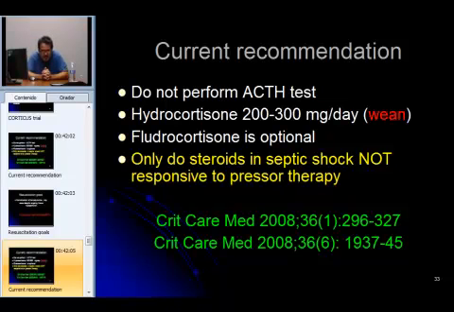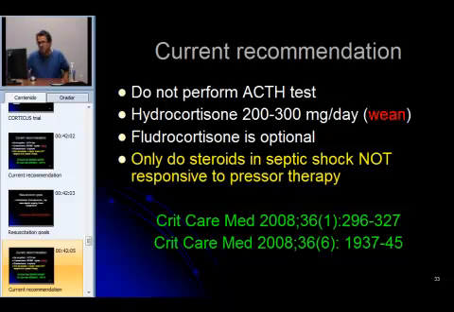Remember that hydrocortisone is very similar to cortisol. So you're not asking the liver to do a million metabolic steps to convert one to another. Hydrocortisone has significant mineralocorticoid effects. So if you want to give fludrocortisone, that's up to you. It's optional. And the dose is 200 to 300 milligrams a day. So you can give 50 IV Q6 or 100 IV Q8.